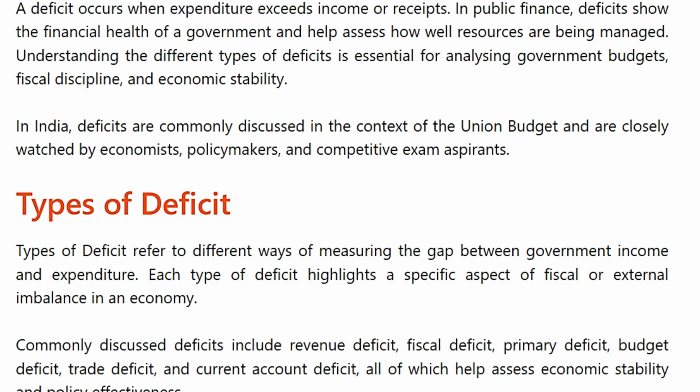Deficit occurs when expenditure exceeds income or receipt. In public finance, deficit shows the financial health of a government and helps assess how well resources are being managed. Understanding the different types of deficit is essential for analyzing government budgets, fiscal discipline, and economic stability.